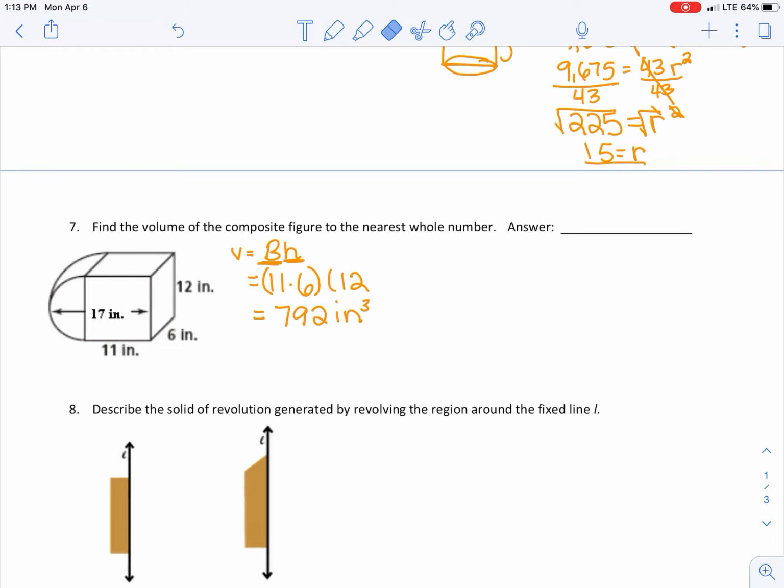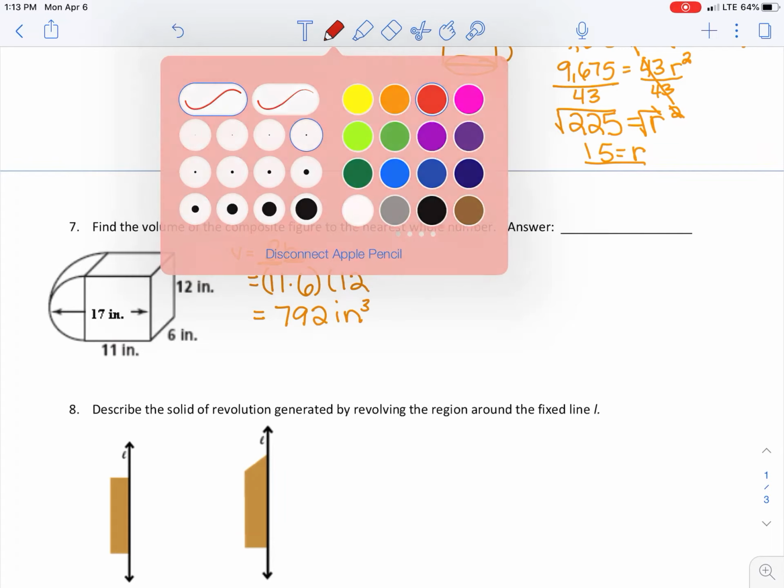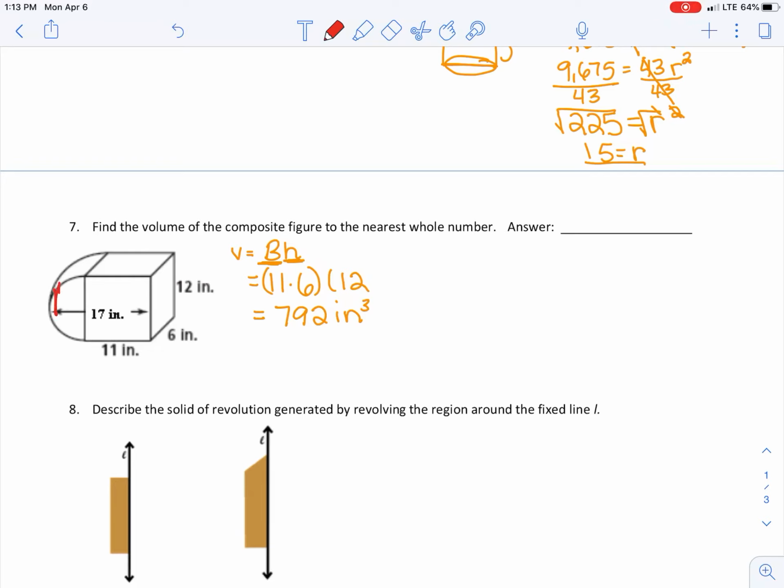Now, we also need to look at our other figure. Let me change colors here. So if we look at the other figure, we're looking at this. Now, this looks like a cylinder, but it's only half of a cylinder. So whatever we come up with for the volume, we're going to have to take half of that. So let's look and see what we can find here, because it doesn't give us much information.